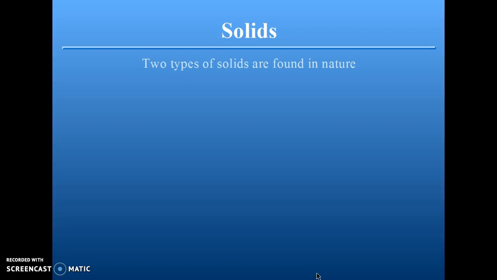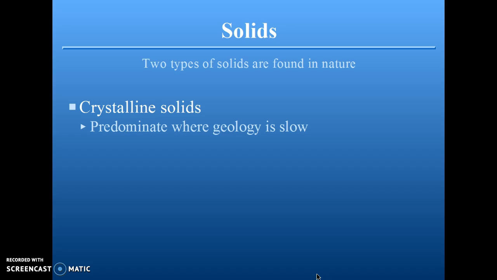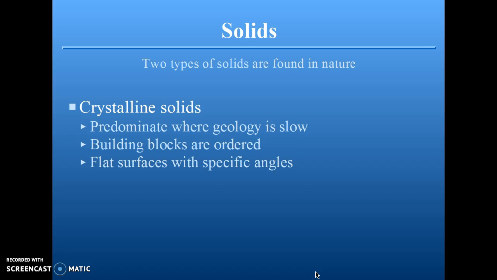Two types of solids are found in nature. Crystalline solids predominate where the geology is slow, where the processes have taken a long time, maybe even thousands of years. The building blocks are very ordered. You see flat surfaces with specific angles, regular shapes, repeating structures.